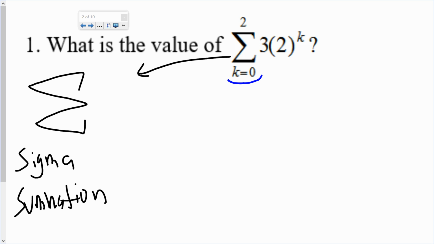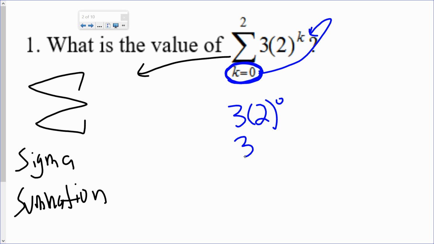I start by substituting the bottom number in for the variable. So it says that k equals 0, so I am going to replace the k with 0. I'm going to continue to substitute numbers. After 0 would come 1. And I'm going to keep on going until I get to the top number. Next, I replace the k with 2. Now, because I made it to the top number, I stop.